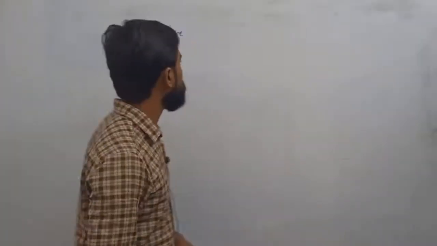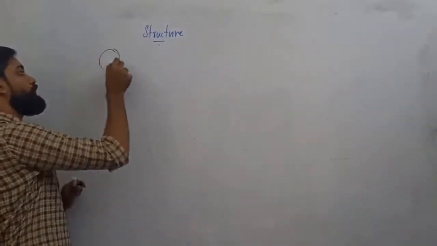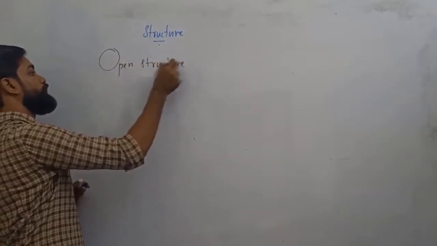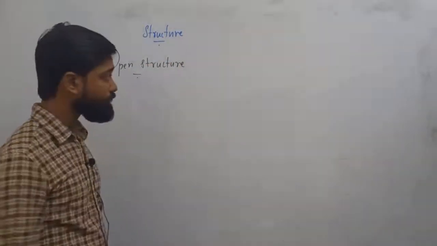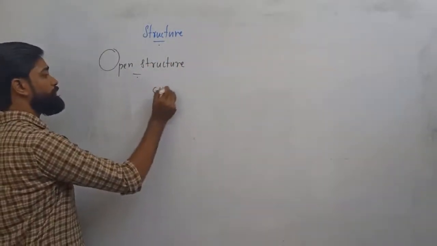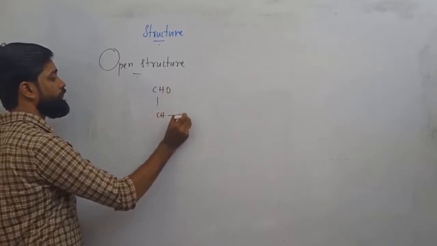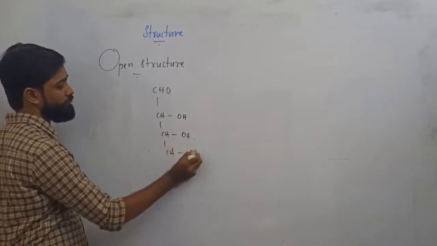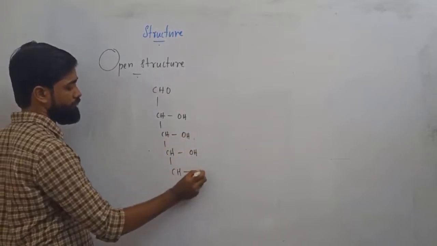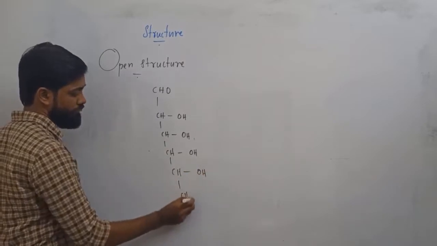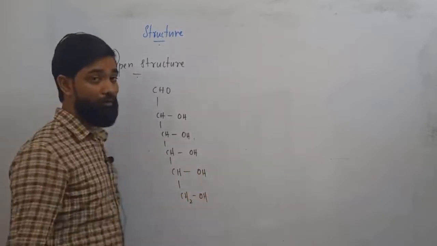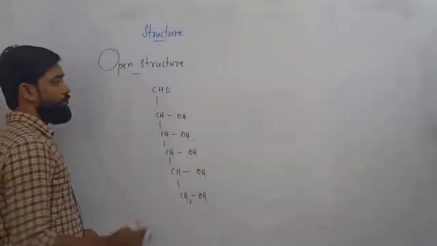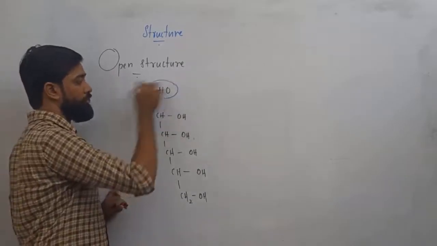We know that glucose has two different types of structure. The first one is the open structure. The open structure is something like this. There are six carbons like this. Six carbons are there.